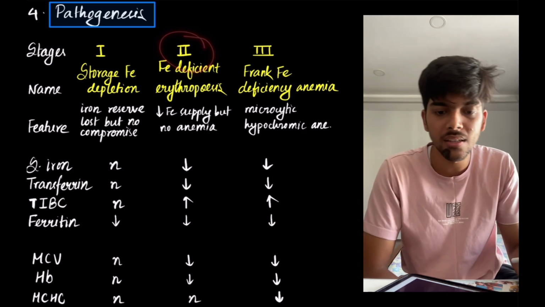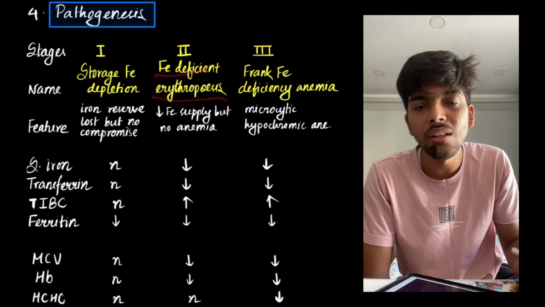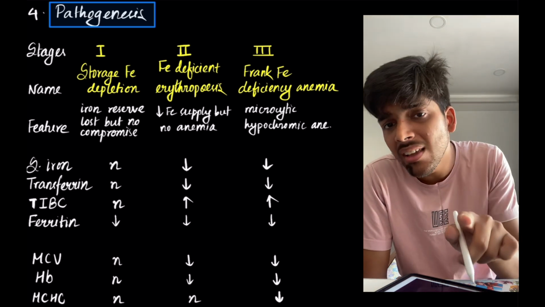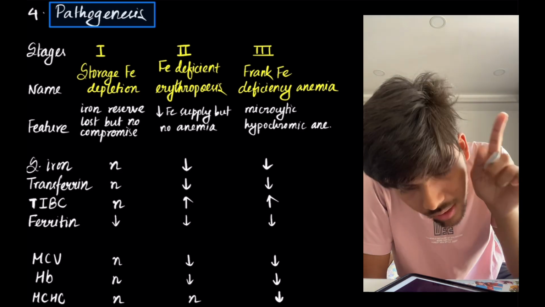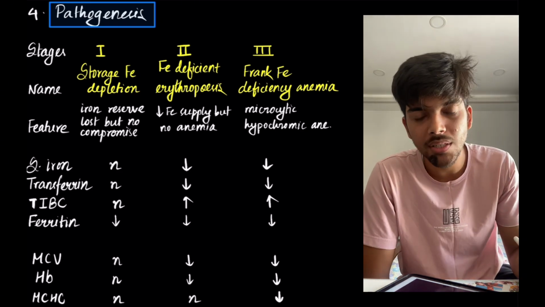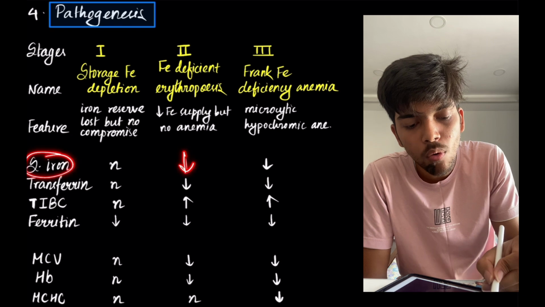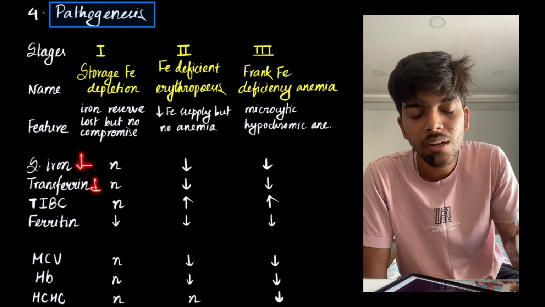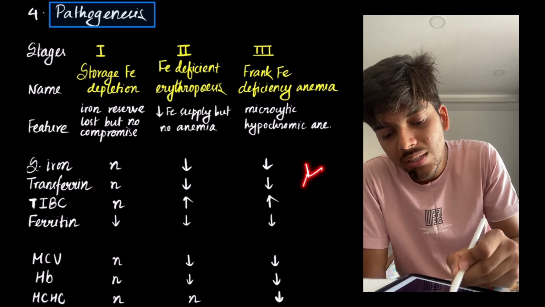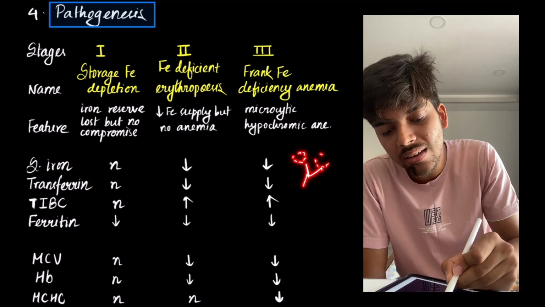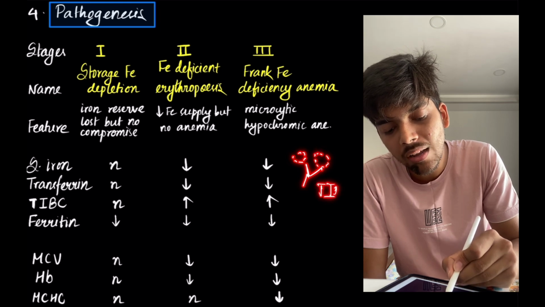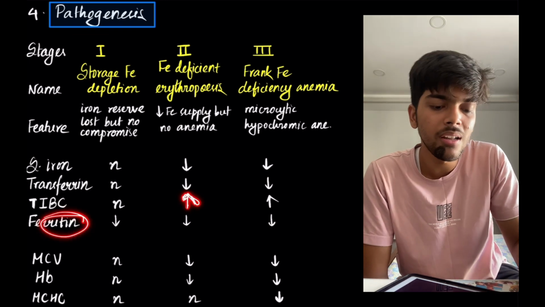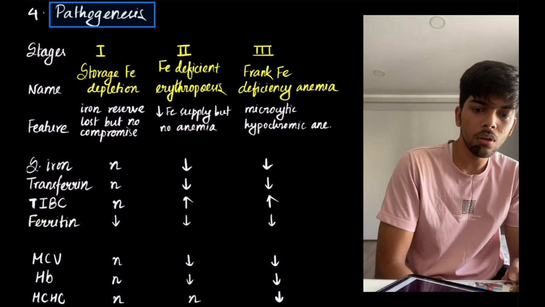So this is the second stage, where there is iron deficient erythropoiesis, where erythropoiesis is suffering from deficiency of iron, but anemia has not yet occurred. So what happens here? Obviously serum iron level goes down because there is deficiency of iron. Since serum iron level goes down, transferrin saturation also goes down. But then we have transferrin with empty spaces because iron is not there. So total iron binding capacity increases. Ferritin obviously remains low.